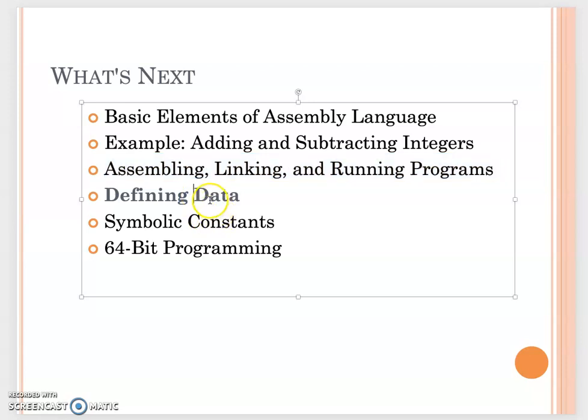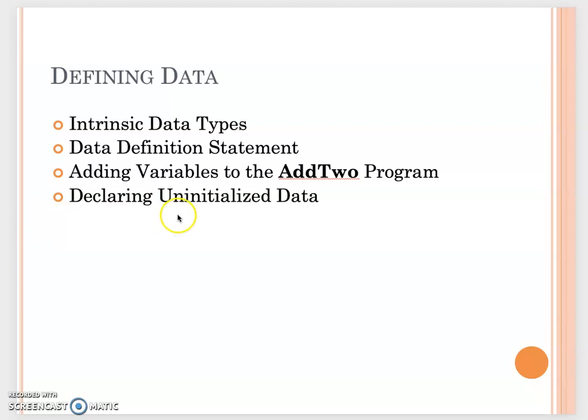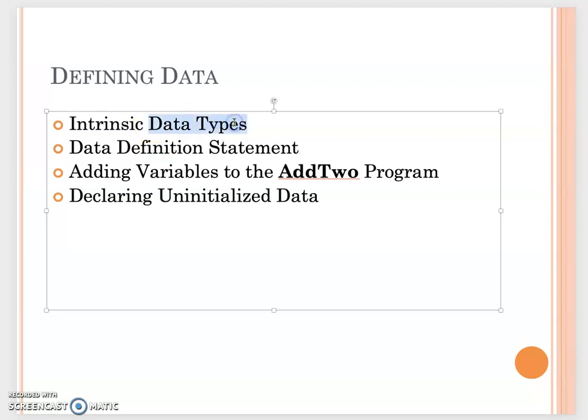In Tuesday's video, we talked about the basic elements of assembly language. We showed you some instruction statements. So now we will see in more detail how we define data. In order to talk about how to define the data and assign the value, the first thing we need to know is what kind of data types are included in assembly language. Then we will see how to add the variable definition in our add-to program.